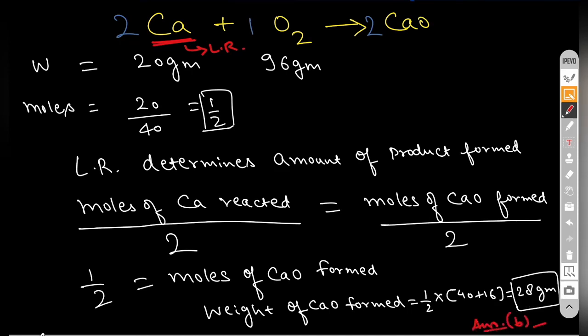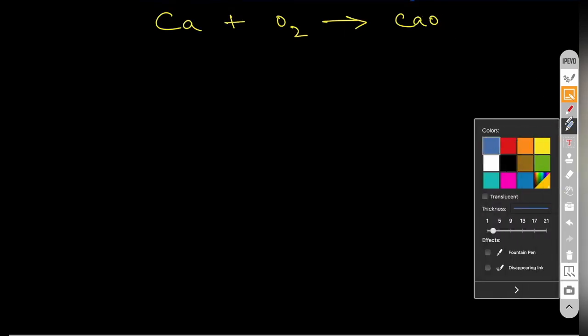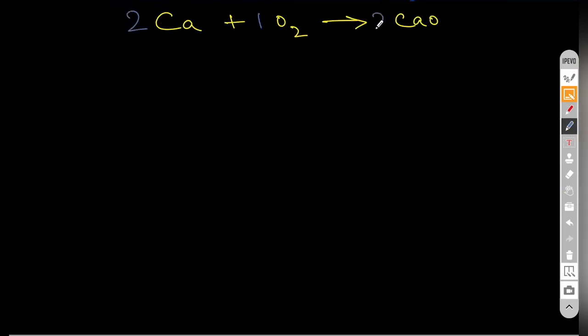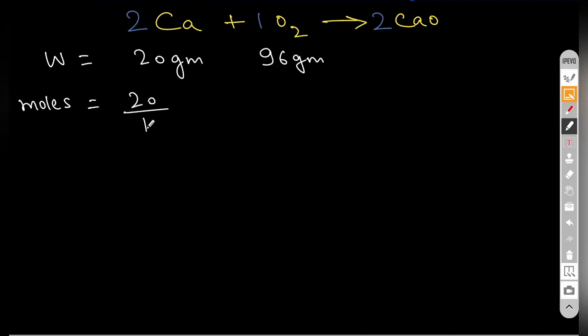Now moving to part C, which is an interesting question. We had to find the mass of excess reagent left unreacted, right? So Ca plus O2 giving CaO, weight 20 gram, here 96 gram, which was provided in the question, moles 20 divided by 40, which is 1 by 2. We calculated only for calcium because it is LR.